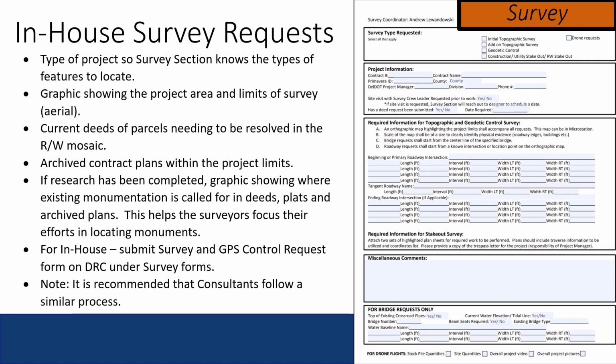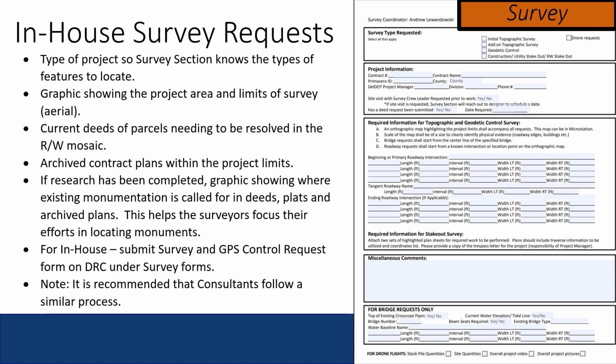The type of project, so that the survey section knows the types of features to locate. A graphic showing the project area and limits of survey needed, typically an aerial map. Current deeds of parcels needing to be resolved in the right-of-way mosaic. Sometimes the deeds may not be available if the task is being performed concurrently so as not to delay the project. Archived contract plans within the project limits.